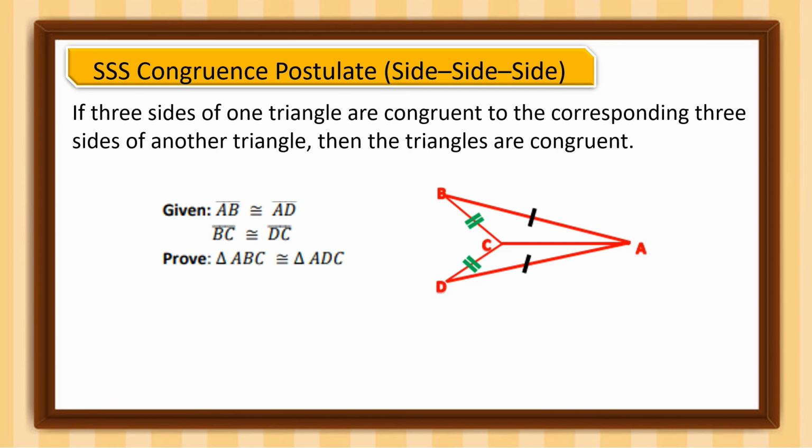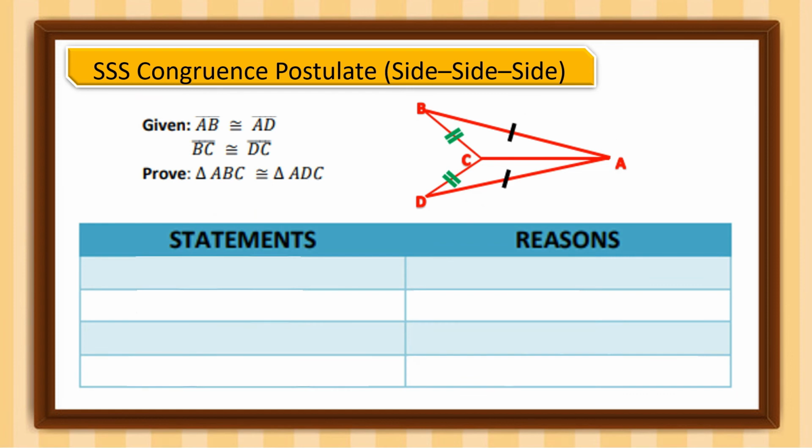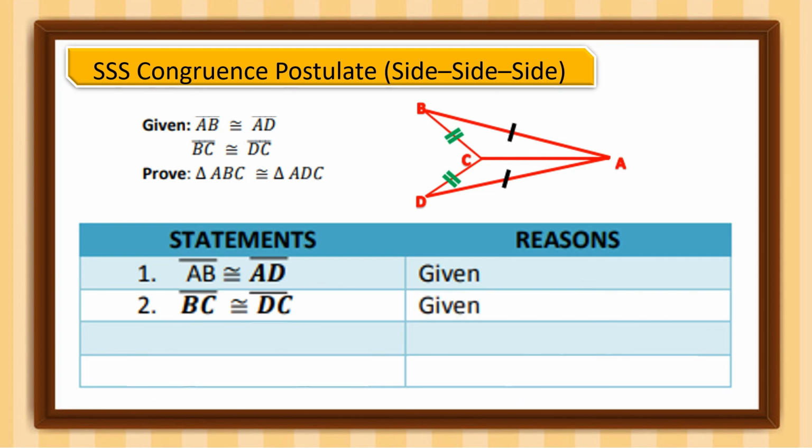So we have here triangle ABC and triangle ADC. So let us prove that triangle ABC is congruent to triangle ADC with the given: segment AB is congruent to segment AD and segment BC is congruent to segment DC. So let's start proving. So first we have segment AB is congruent to segment AD with the reason of given. Next is segment BC is congruent to segment DC with the reason of given.